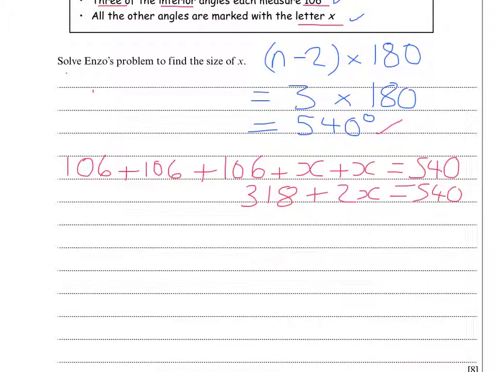So what I need to do now is work out what is going to be equal to my 2x. If I've got 318 on the left hand side, to get rid of that I need to take away 318 from both sides, and 540 take away 318 leaves me with 222. Now that my 2 is multiplying my x, to get rid of that I need to divide both sides by 2. So the angle that I'm looking to find to solve Enzo's problem is that my x value is 111 degrees.